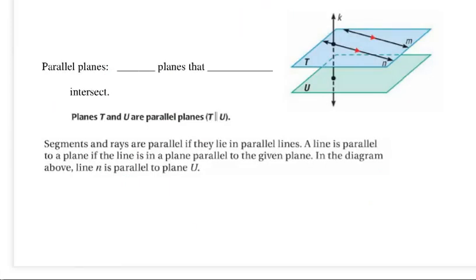Next we have something similar, it's called parallel planes. That's when two planes don't intersect at all. So that would be this plane T is parallel with plane U. Some other variations on parallel lines: we have a segment or a ray that's part of a parallel line, so it could be parallel if they're in parallel lines already.